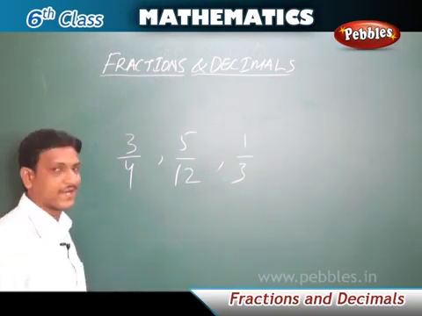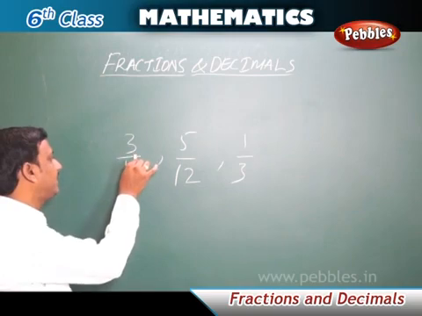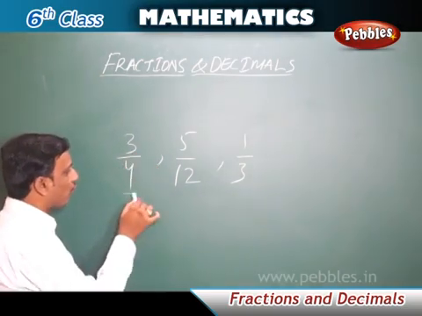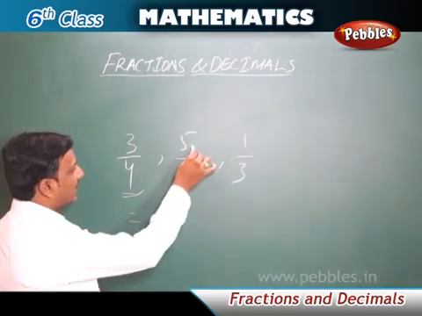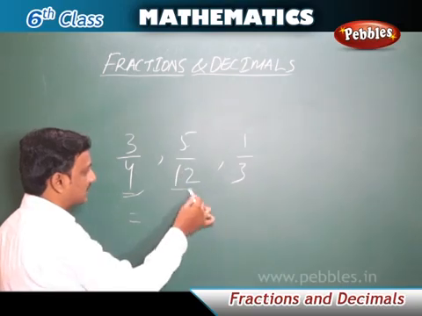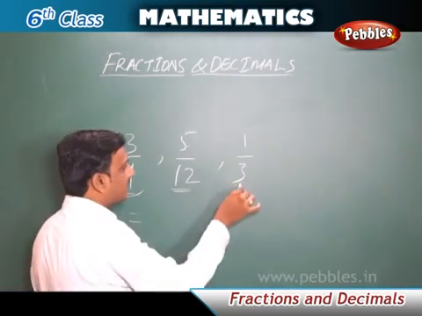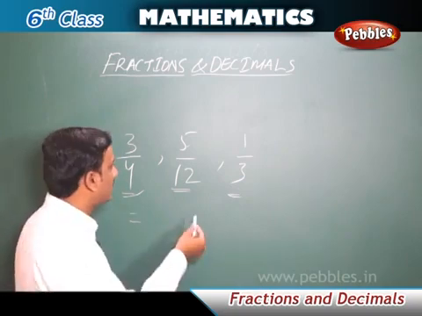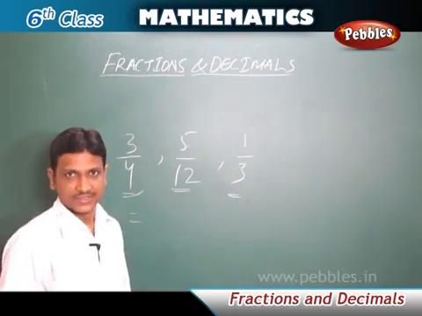Now how do we read a fraction? Here 3/4. How do we spell it? We call it 3/4. And 5/12. How do we spell it? 5/12. And 1/3. We call it 1/3. In this way, we spell the fractions.